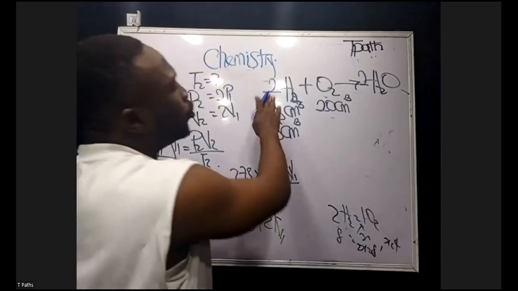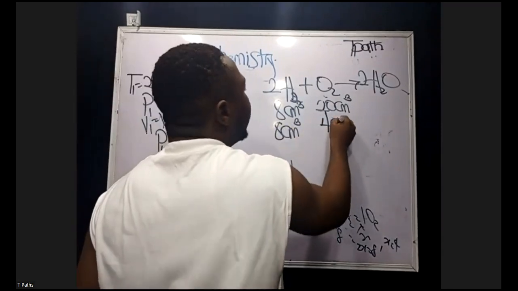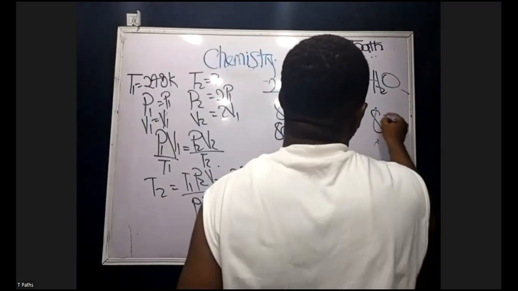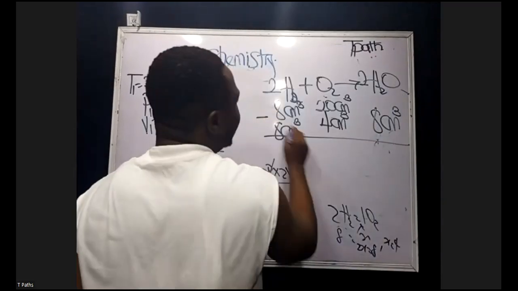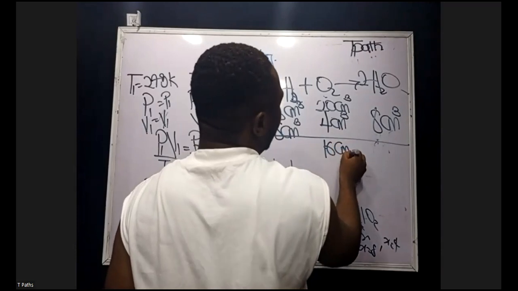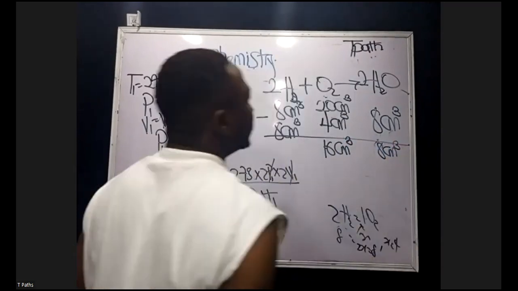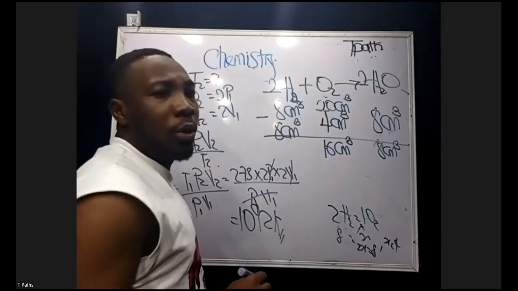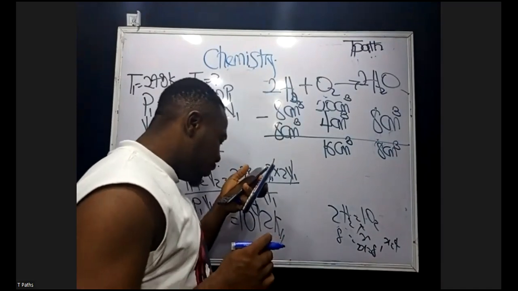Because if you have 2 moles of this one, it means you'll be half of this. That is 4 cm cube. And here will be 8 cm cube. I want the amount remaining, so you subtract. You get 16 cm cube of O2, and for H2O you get 8 cm cube. This is the gas remaining. You look at your question and you can see option D.